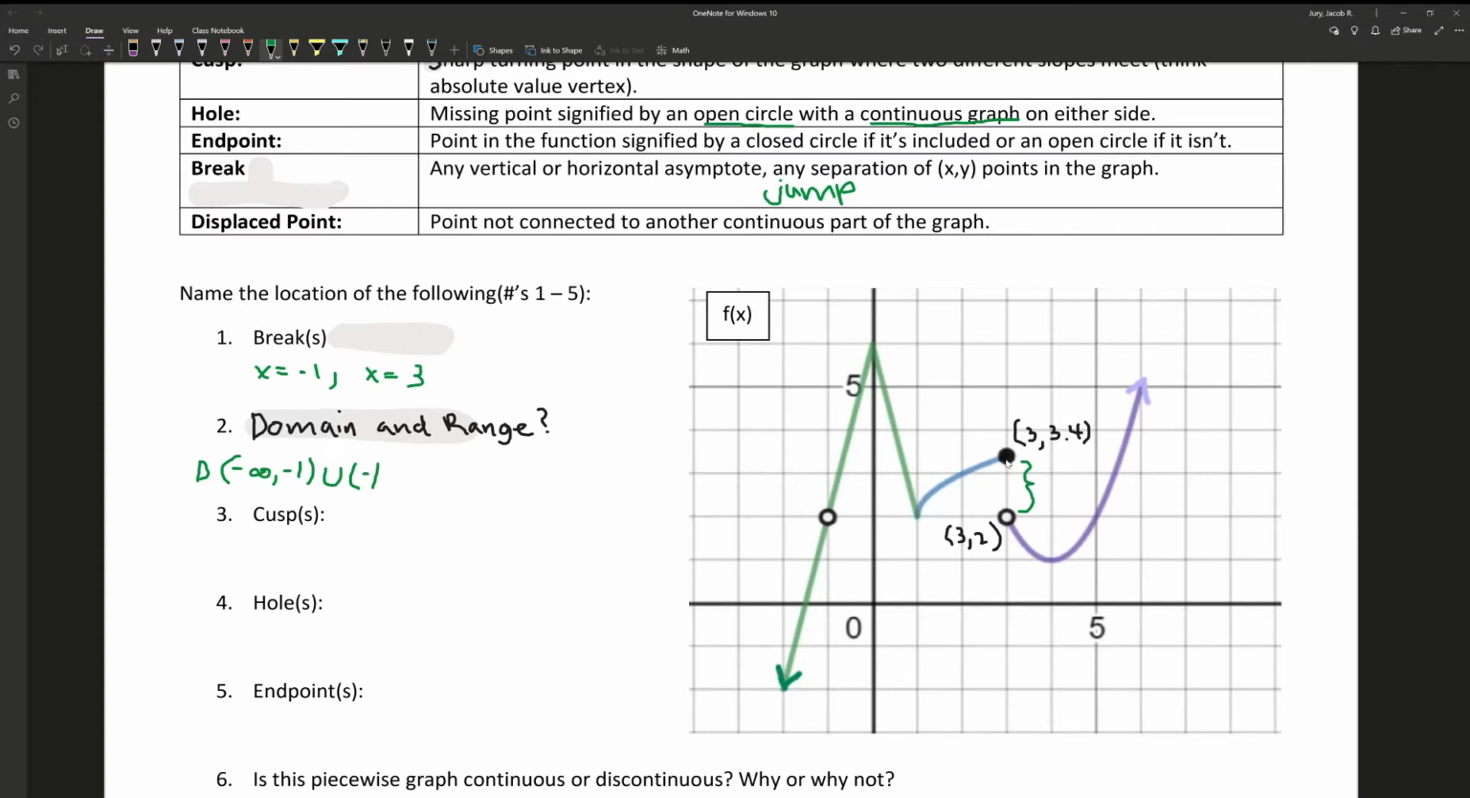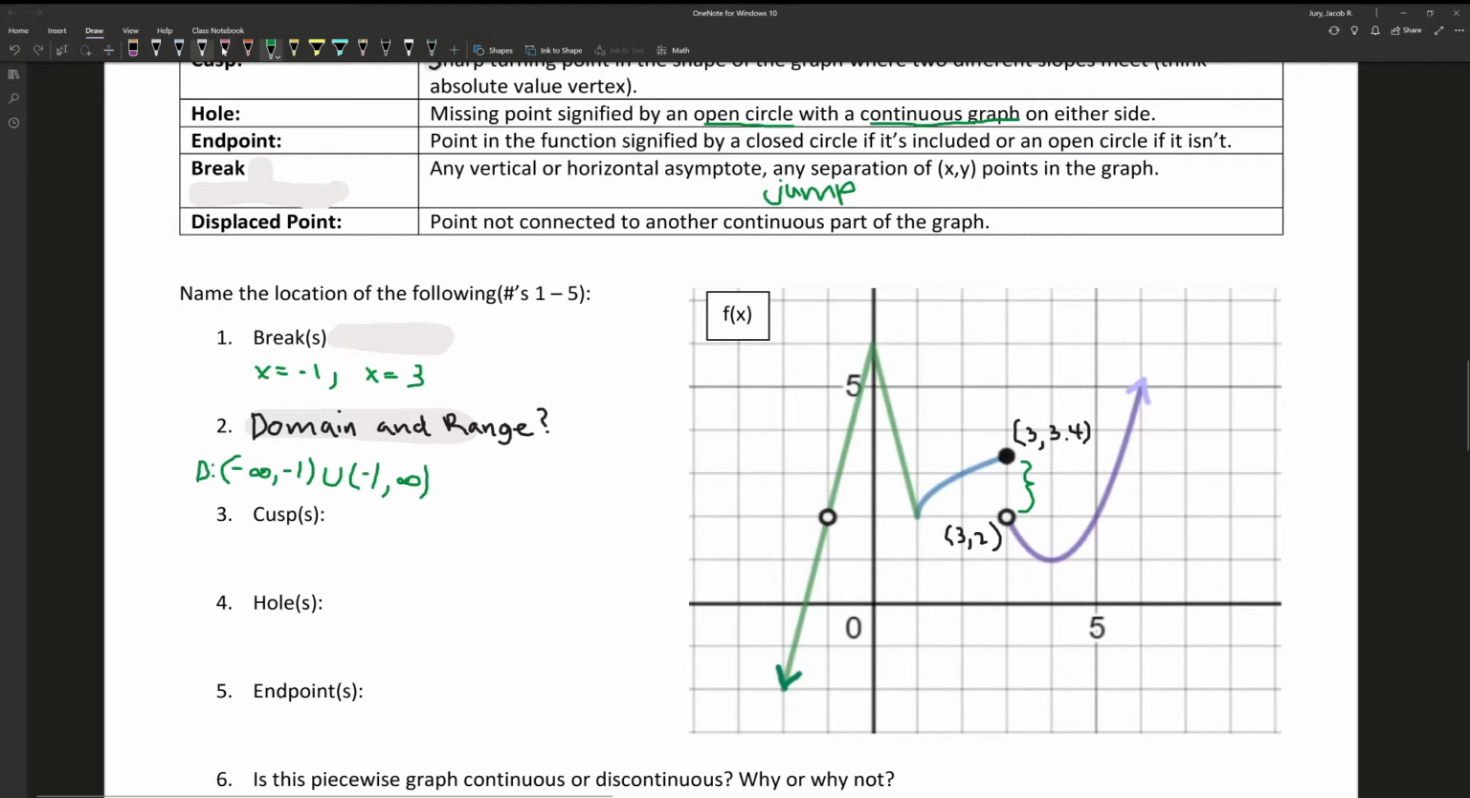There's an open circle. That means there is a value at 3, 3.4. And then we start back up with our y values at 3, 2, and we continue on with them. So the rest of this domain is -1 to infinity.